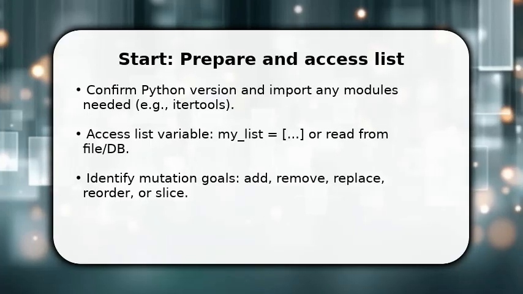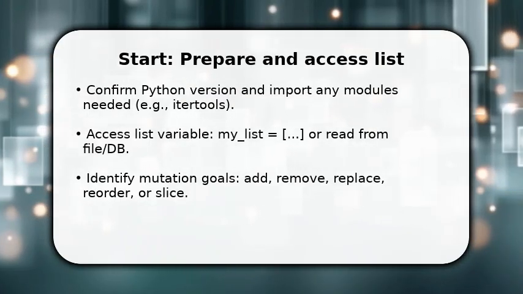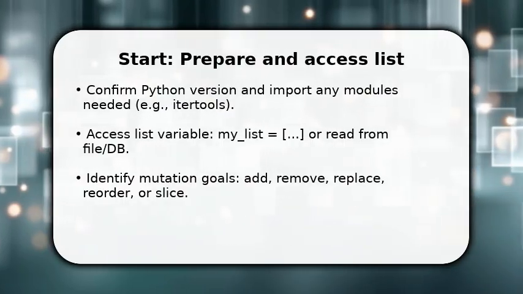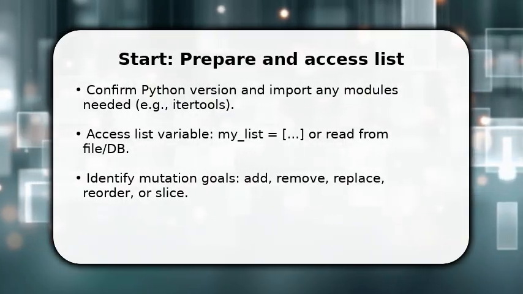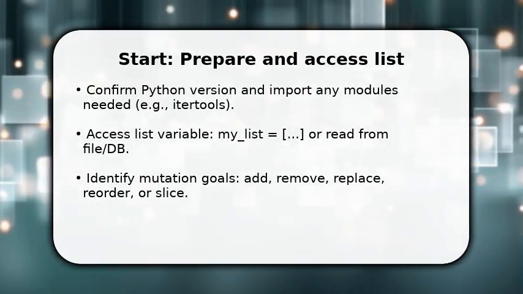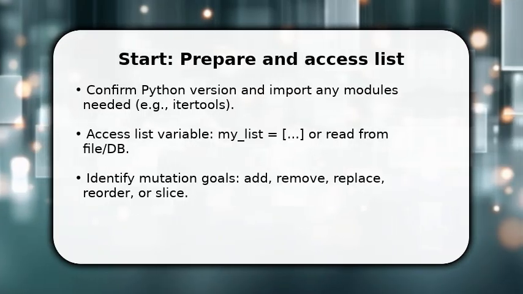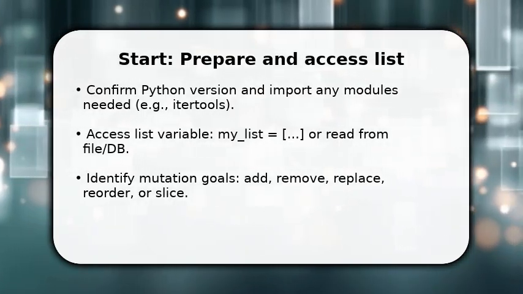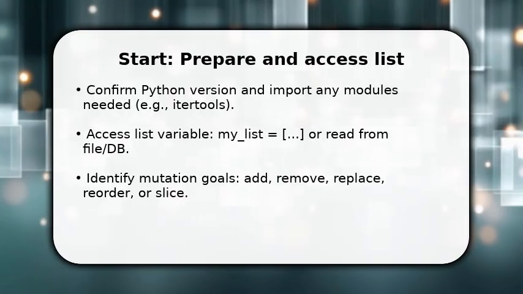Enjoy the video. You start by confirming the environment and grabbing the list object you will change. Once done, inspect contents and index positions so you know what to target. This prevents off-by-one errors. Make sure to decide whether you will mutate in place or create a new list. That choice affects performance and references.